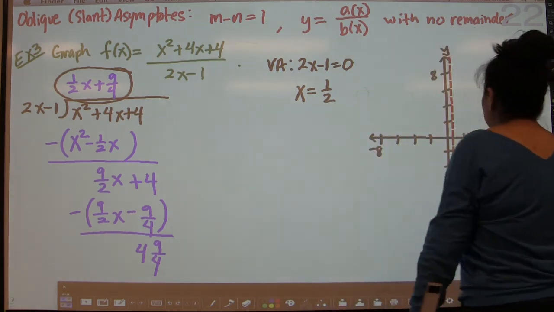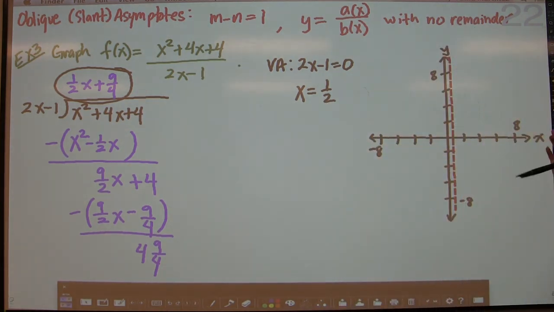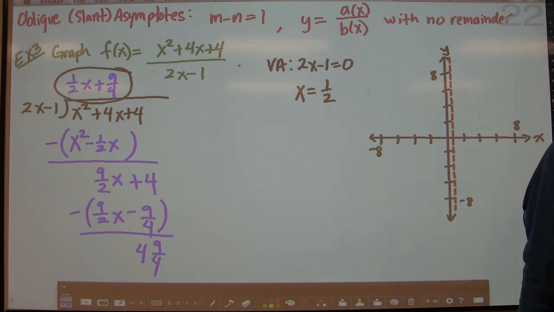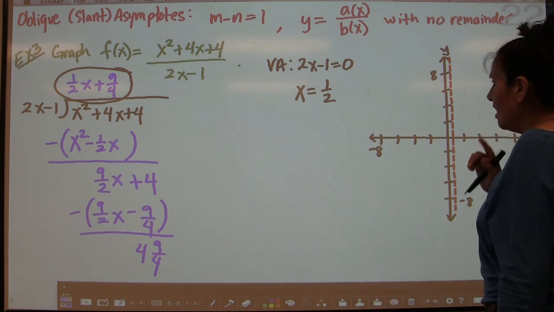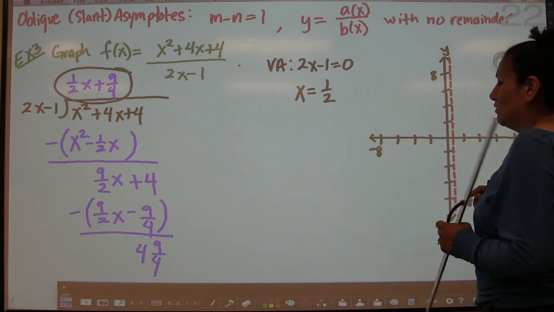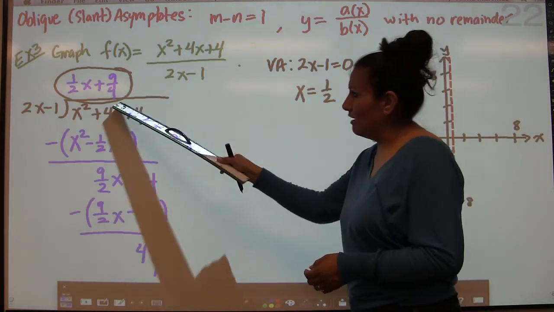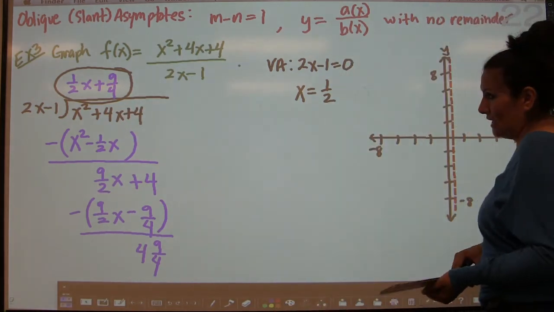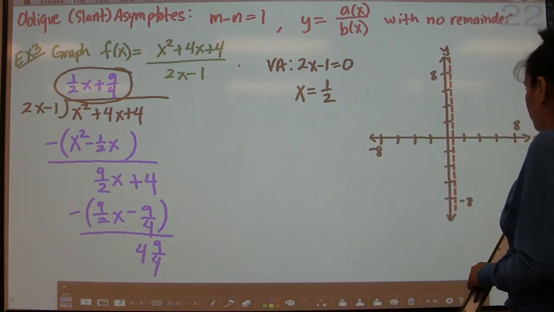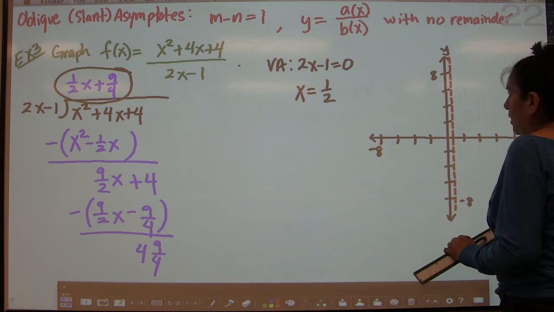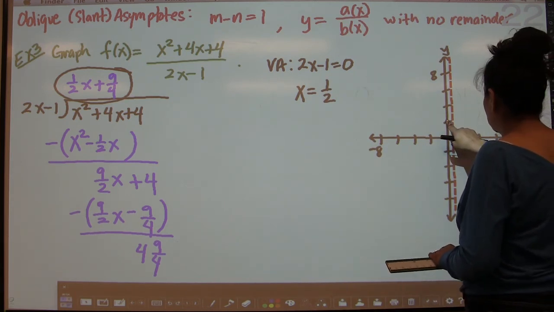Yay, okay. So there's your 1/2 approximately for your vertical asymptote. Your oblique asymptote is going to be 1/2 x plus 9/4. So you guys know how to graph y equals mx plus b. The y-intercept is 9/4, and 4 goes into 9 twice, with the remainder of 1/4 left. So we're going to be right about 2.